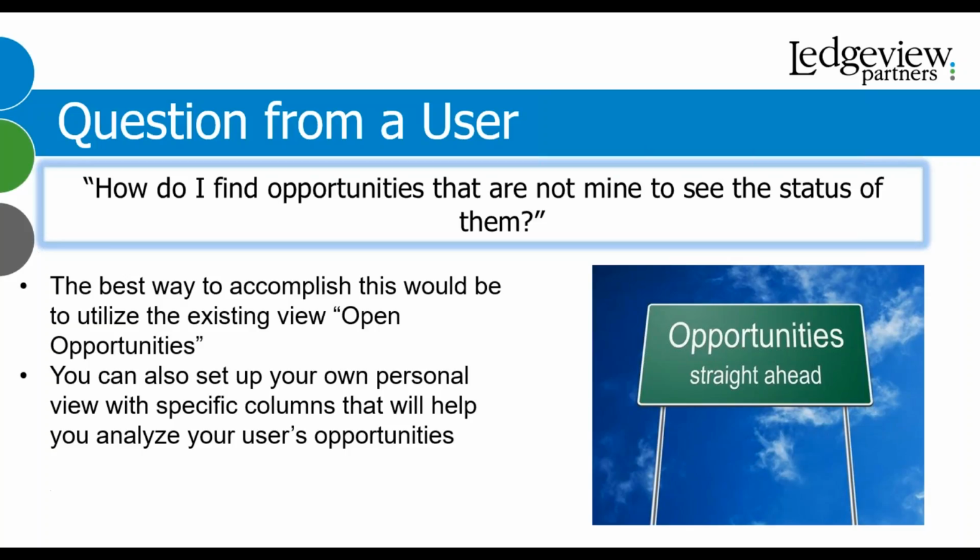If you're looking for more personalized information, so you want to change the columns, remove some columns, you can set up your own personal view, again showing open opportunities and don't filter by the owner. That way you can analyze your user's opportunities and you can have the exact fields or columns that are most important to you.